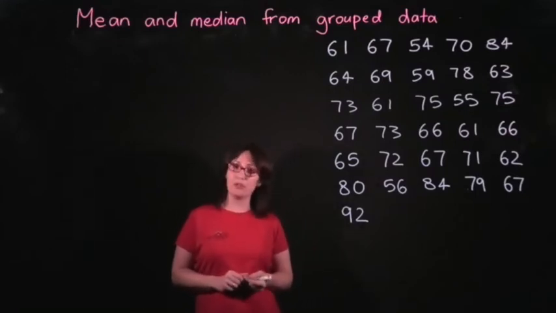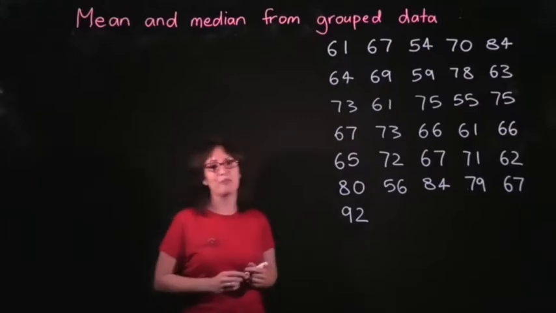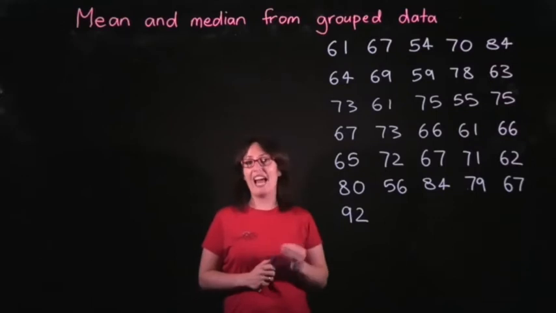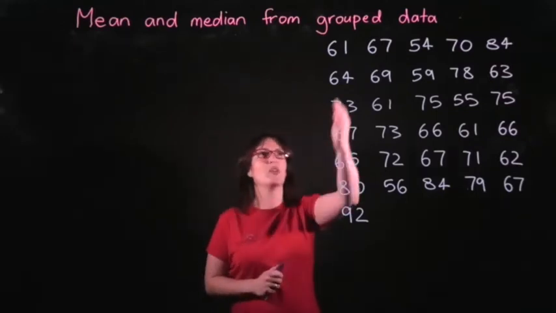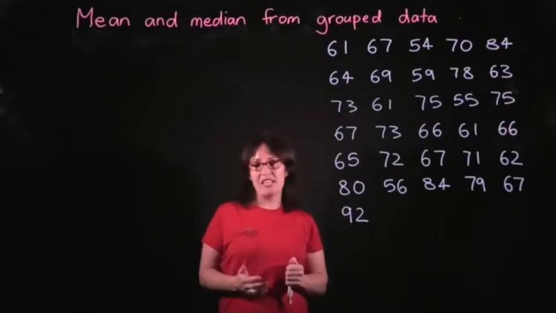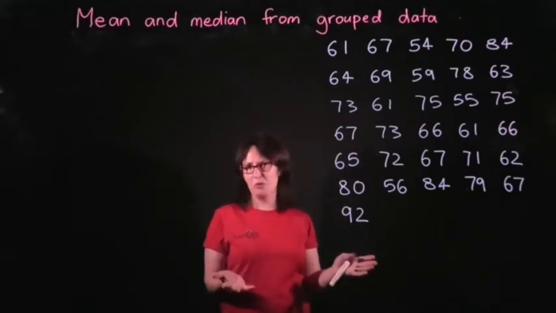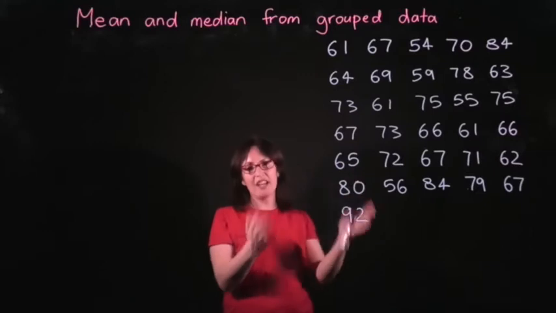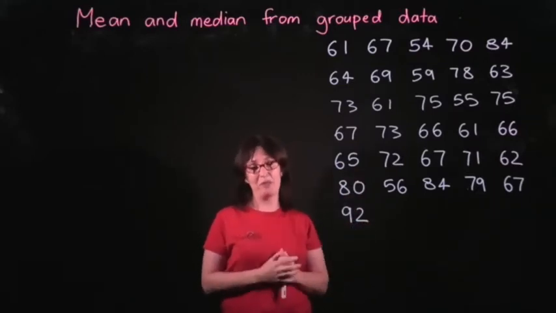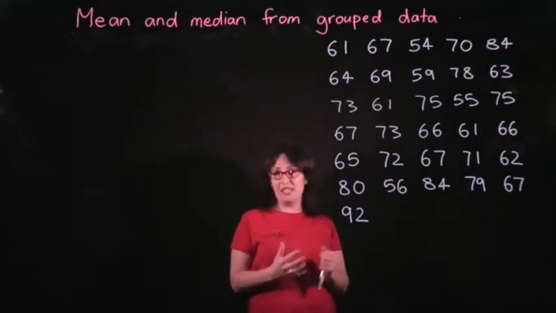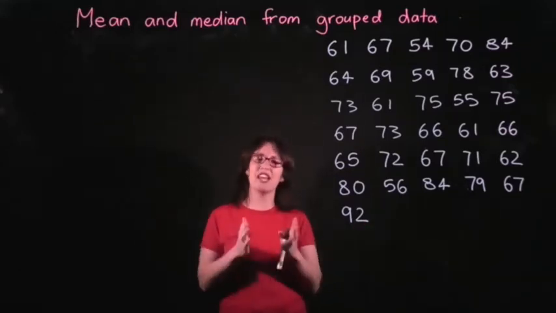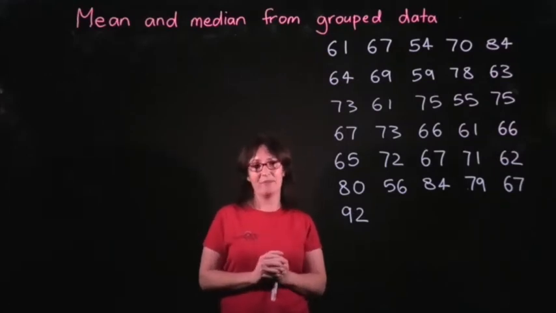and median from grouped data. Let's start off with a set of raw data though. Here's a set of numbers. Let's imagine that they're ages of people, 61, 67, etc. If we were to work out the mean of that set of data, what would we do? You would add up those numbers to get a total and divide by how many were there. To get the median, you would put them in order and then work out which one is in the centre.